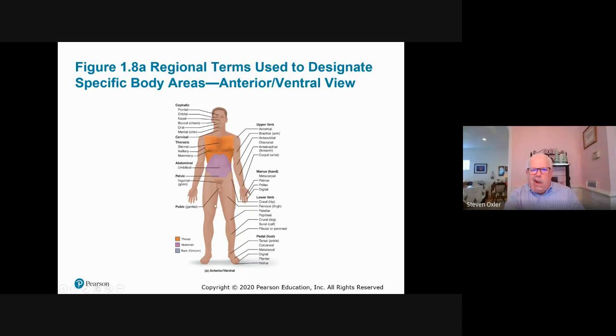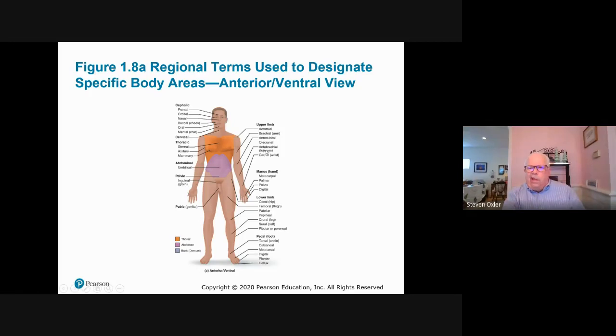That is basically your axis. Now let's go to the appendicular area, which starts in the upper limb. The shoulder area is known as the acromial area. The upper arm is known as the brachial area. The place where you get blood drawn is known as the antecubital area.